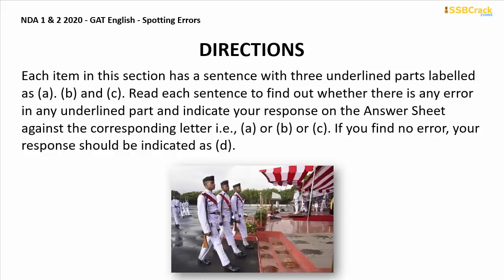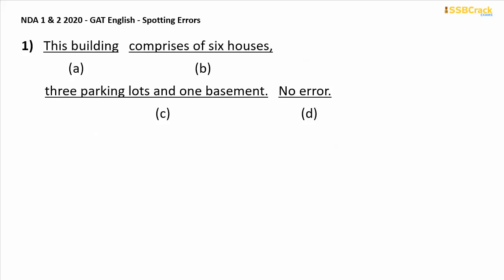So let's see the first question that we have, and here you are. This building comprises of 6 houses, 3 parking lots, and 1 basement. No error. So as you can see, the sentence has been divided into 3 parts, A, B, and C, and the no error part has been underlined and written D. First of all, we have to read the complete sentence, and then we need to trust our ears to test if there is any kind of error we can find in the sentence.